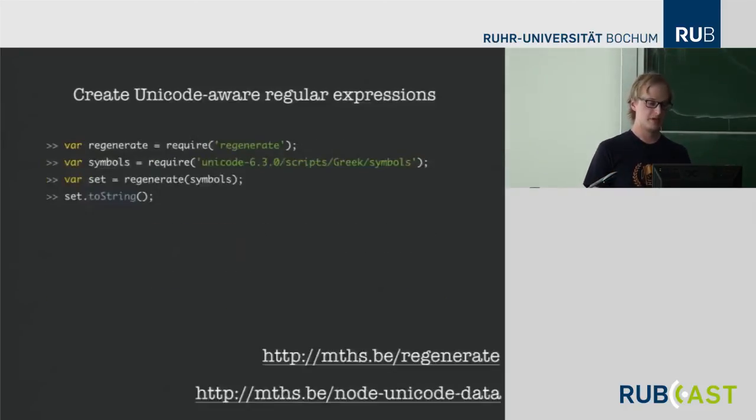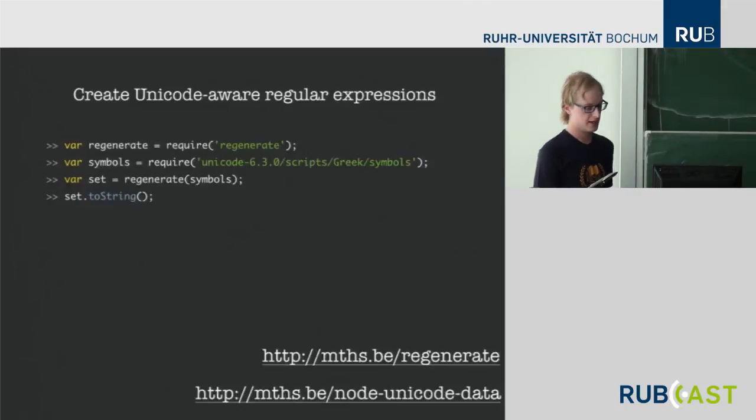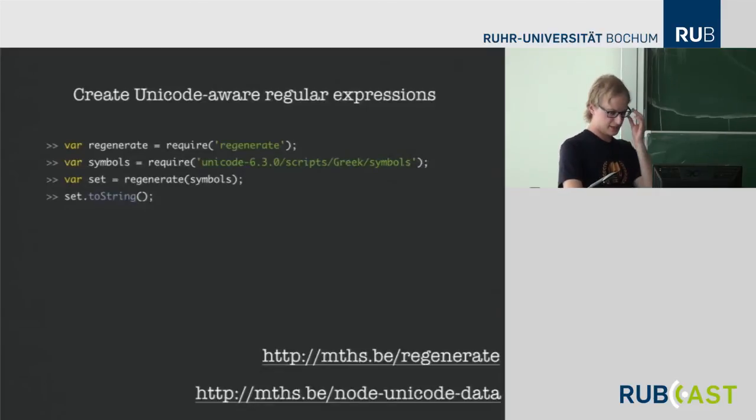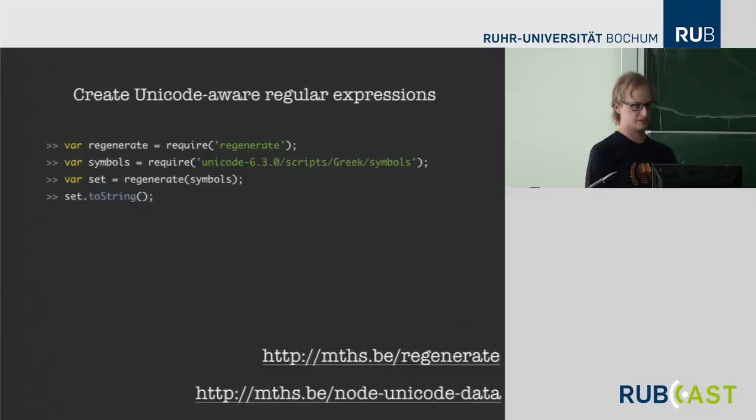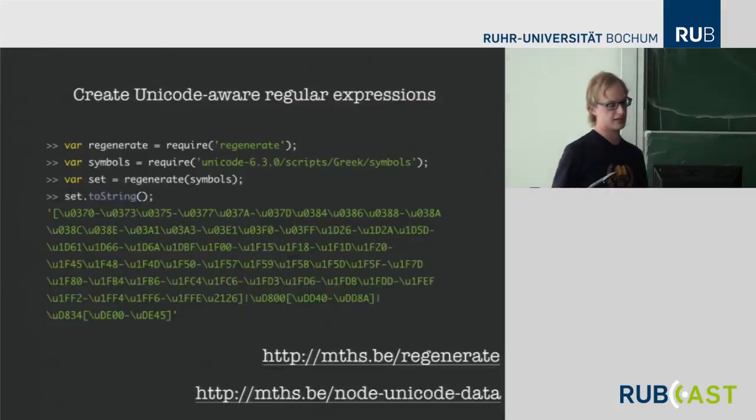Another example that's maybe a bit more real world, I don't know, is let's say you need a regular expression that matches all Greek symbols in the Unicode standard. Well, there's good news in that case, because I published a bunch of NPM modules that contain the data for each Unicode category and script and block and property and all the other Unicode data. So if you combine these data files with Regenerate, you can very easily create complex Unicode-aware regular expressions. In this case, the regular expression looks like this, in case you were wondering.